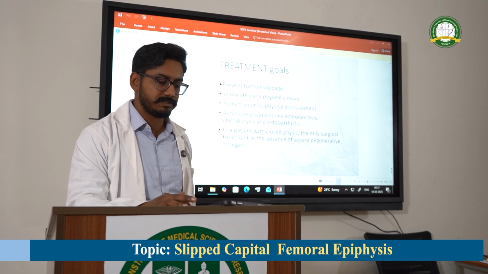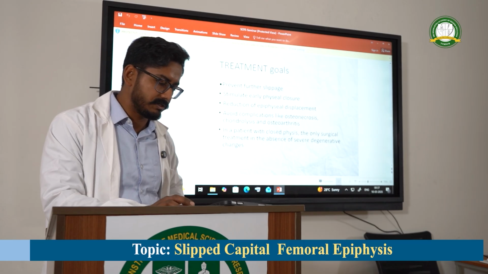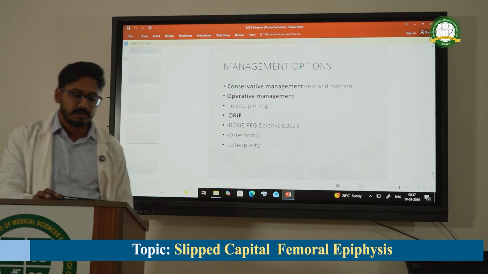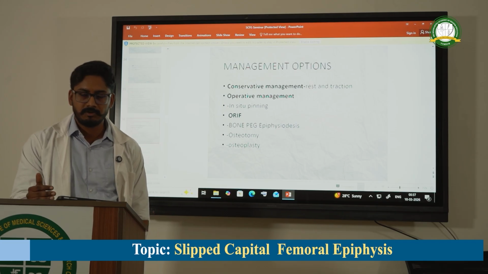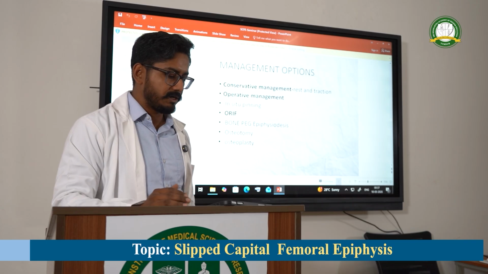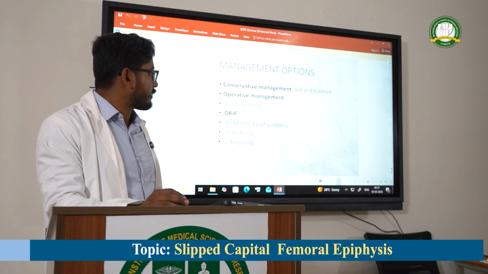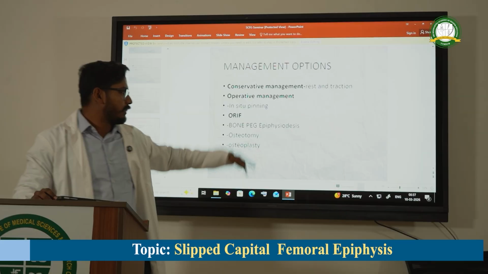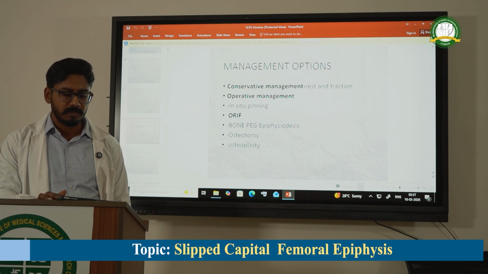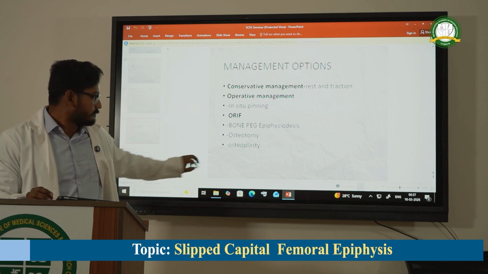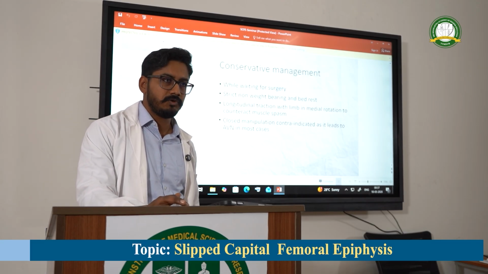In a patient with closed physis, the only treatment is surgical, in the absence of severe degenerative changes. Management options: conservative management is usually not done. It is only done during the waiting period for the surgery, where the management is usually rest and traction. We have to apply this traction. Operative management includes in situ pin fixation, open reduction and internal fixation with bone peg epiphysiodesis, osteotomy, and osteoplasty.